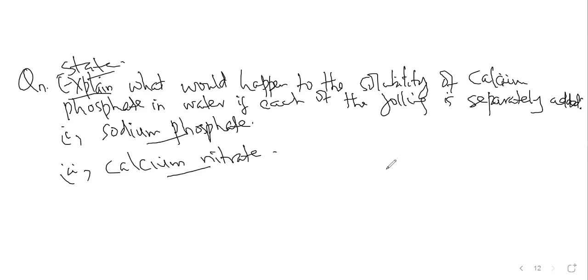Now let me begin with addition of sodium phosphate. Look at the two compounds given. This is calcium phosphate. This is sodium phosphate. So this is testing a common ion effect. There is a phosphate here, there is a phosphate here. This is calcium nitrate, and this is calcium phosphate. The common ion being introduced is the calcium ion. So you must base on those two to give your explanation.